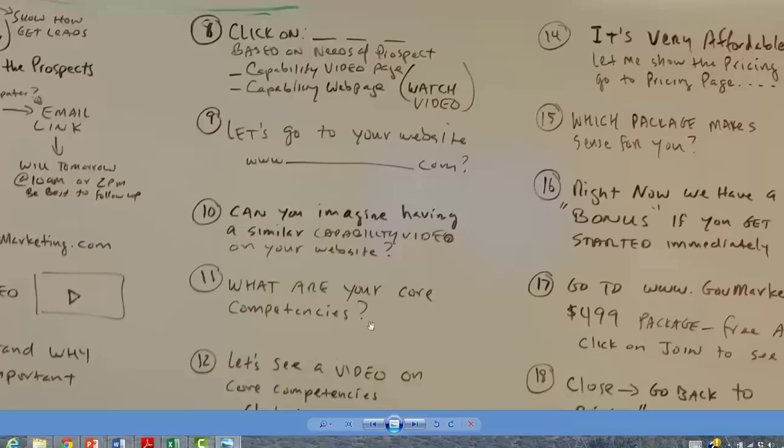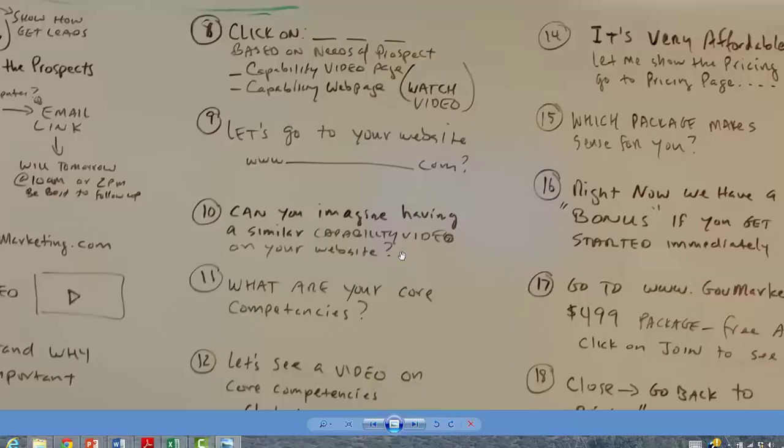And then you go on to the next step. Step number 10 is you're going to ask them, can you imagine having a similar capability video on your website? So when the government comes to your website, it's going to be so much stronger. How would you feel if you have a capability video on your site? They might say, oh man, I would love that. Or they might say, well, I don't really think I need it.